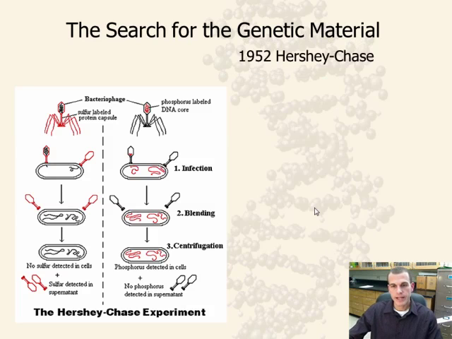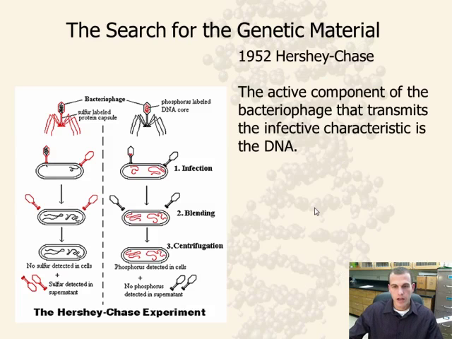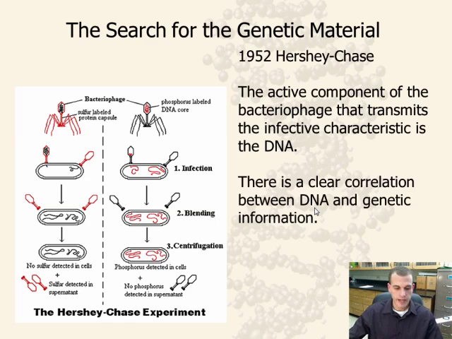Another group of scientists, Hershey and Chase, a number of years later, came about, and they were working with something called bacteriophage, which are actually viruses that attack bacteria. As you can see here, the active component of the bacteriophage that transmits the infective characteristic is DNA. So through their experiments in their lab, they came up with the basic conclusion that DNA, again, is the transferring factor. So they basically reinforced the idea of what Avery, McCarty, and McLeod talked about.